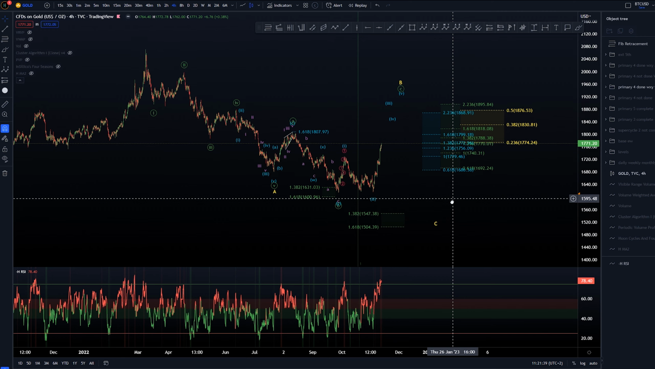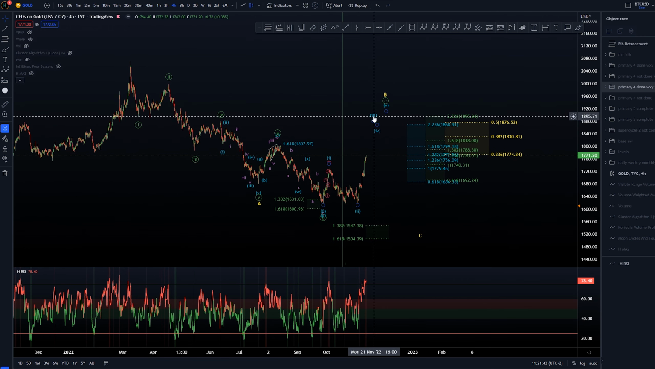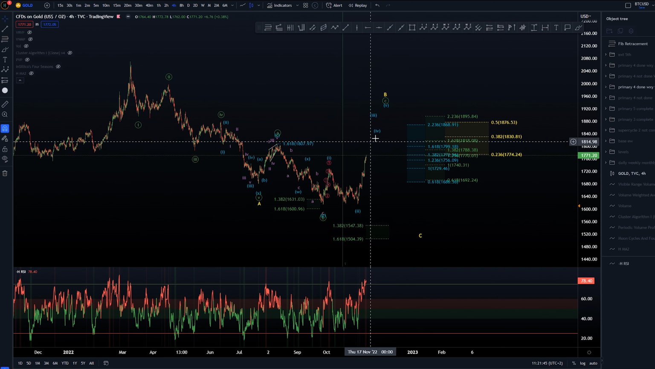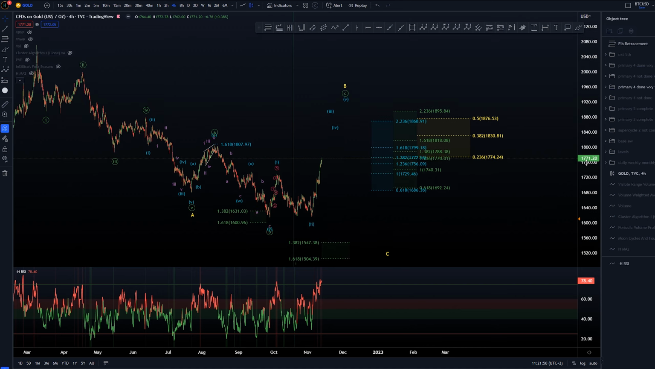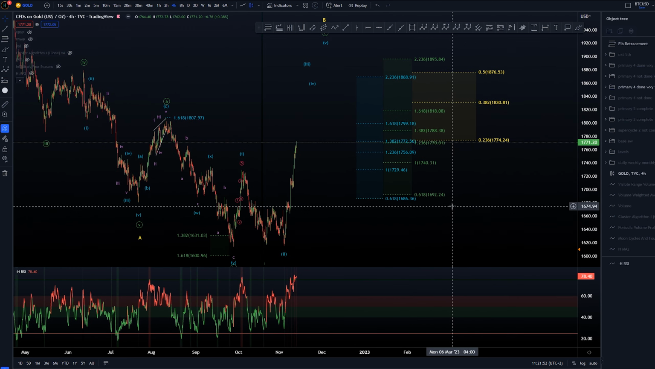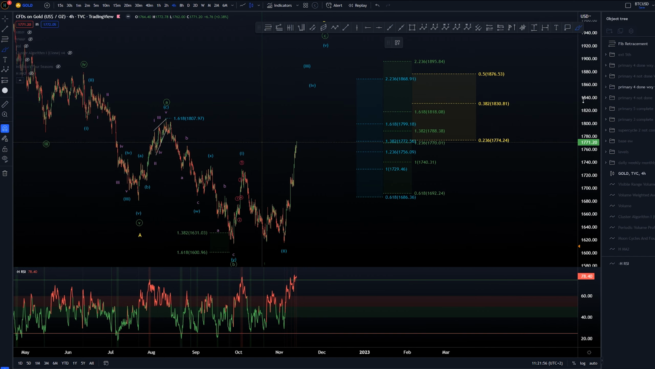I'm still not quite sure which one of these is going to be playing out, so I'm going to be staying out of gold for some time until I figure out which is more probable to me. None of these fibs are really lining up, other than this one, where we have quite a few different things overlapping.